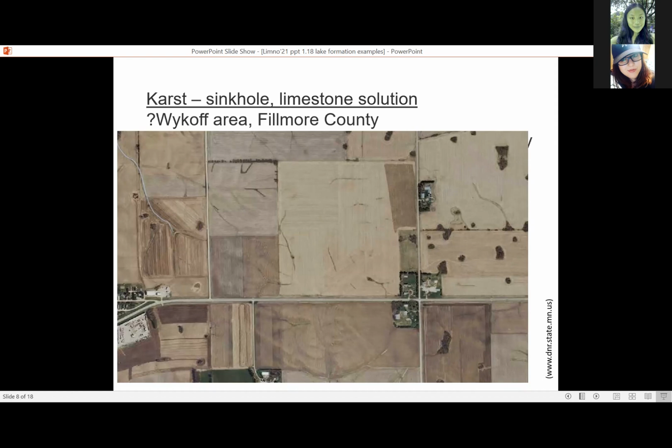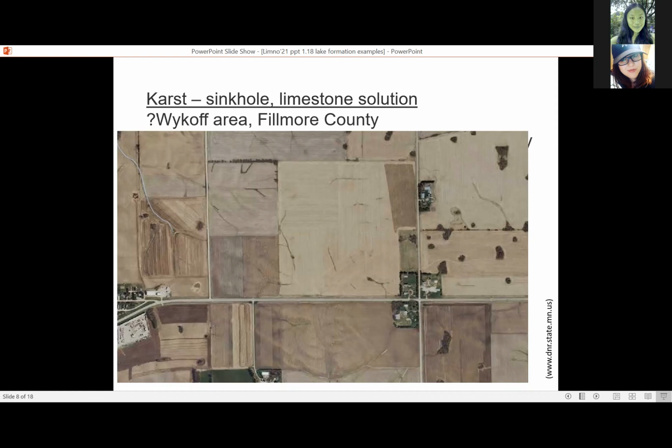There is a sinkhole in Minneapolis. Does anybody happen to know where it is? Is anybody from Minneapolis? Did you know that there was a sinkhole in Minneapolis?